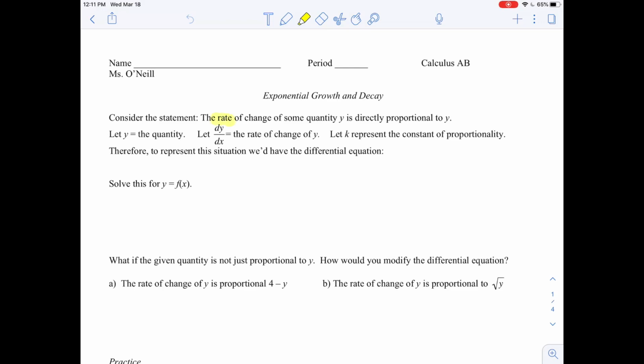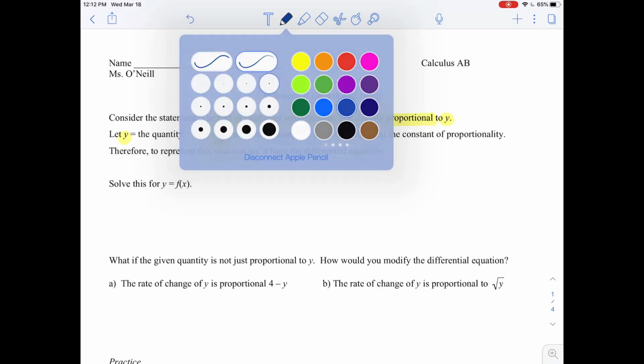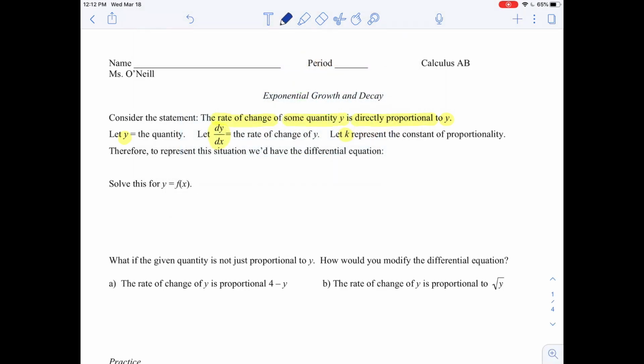Okay, so if you see this wording, the rate of change, obviously rate of change is talking about the derivative of some quantity y, that could be anything. A lot of times I would say it's probably a population or something like that, is directly proportional. That means you're being multiplied by some constant of proportionality k to the y itself, okay? If you set up a differential equation based on that wording, what you're going to end up getting is the rate of change, dy dx, of some quantity, is directly proportional to y, is equal to k times y.